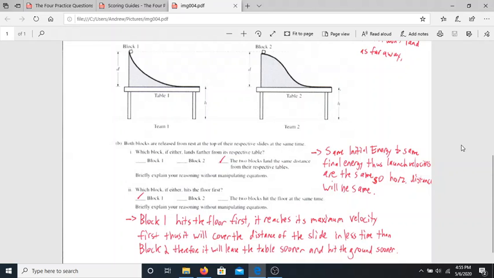All right? Now, the bonus question is that when you're looking at this, it wants to try and trick you, because once the blocks leave the table, if I was only timing how long it took to hit the ground from once it left the table, it wouldn't be any different. Because as soon as it leaves the table, the blocks are the same. They're both in free fall. So the time of flight, the amount of time it will take to hit the ground, will be exactly the same. But block 1 takes less time to go through the slide than block 2 does.